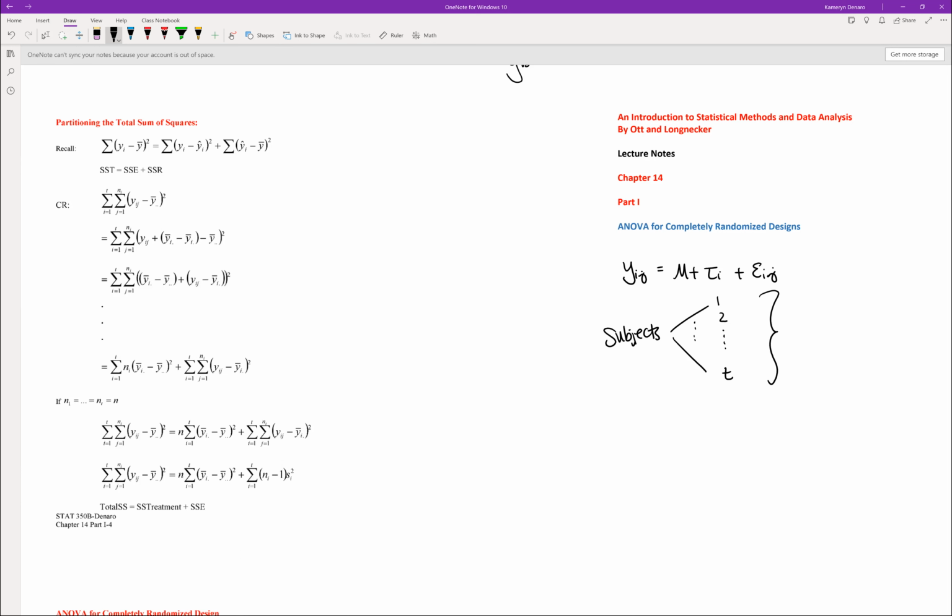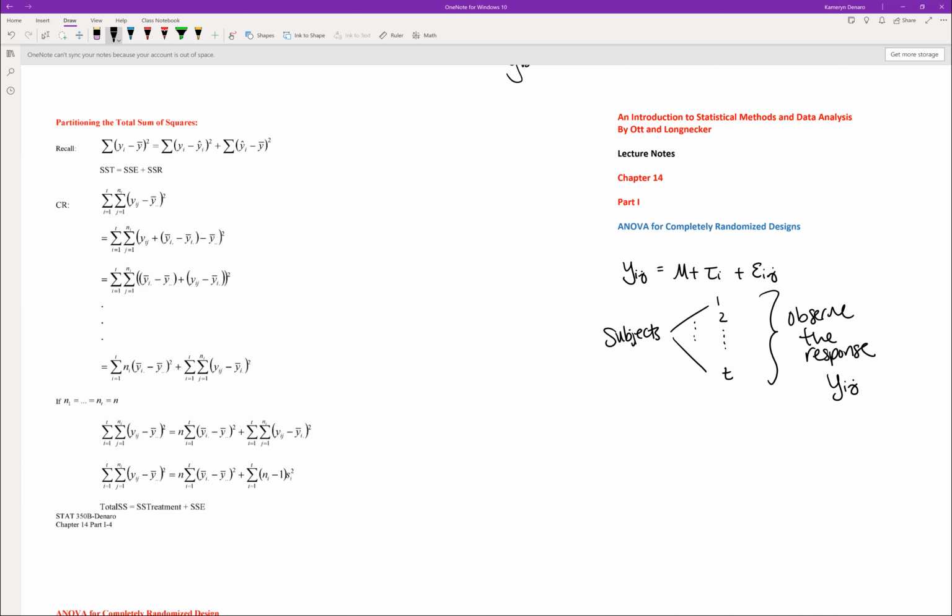From there, you observe the response of each person under each treatment, right? And your goal here is to estimate the effects, or to ask yourself, is there a difference in these t treatments on some outcome variable?